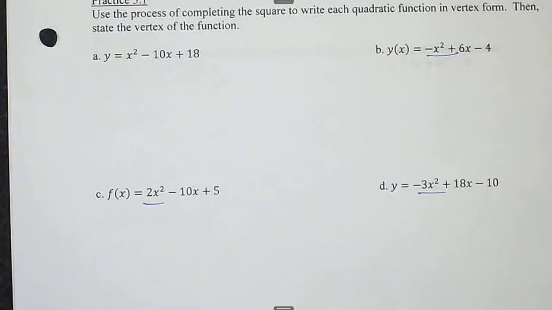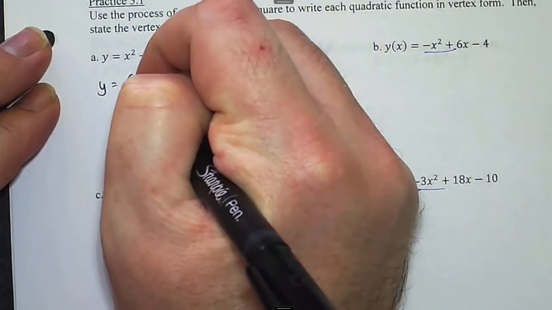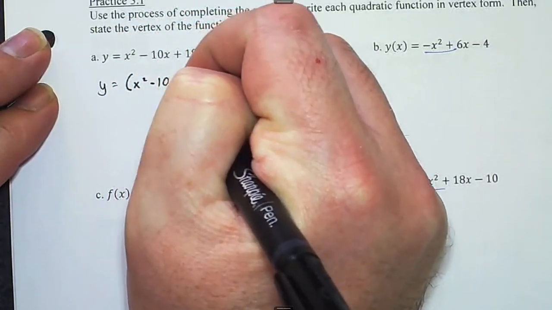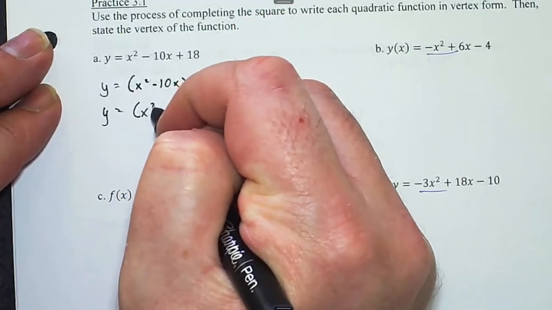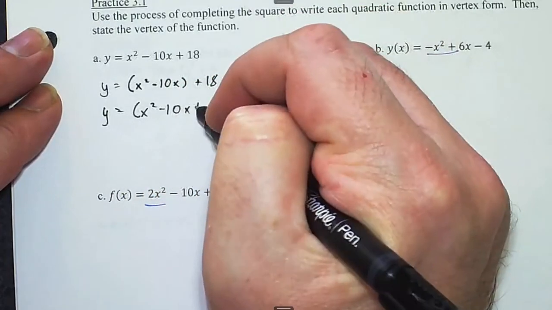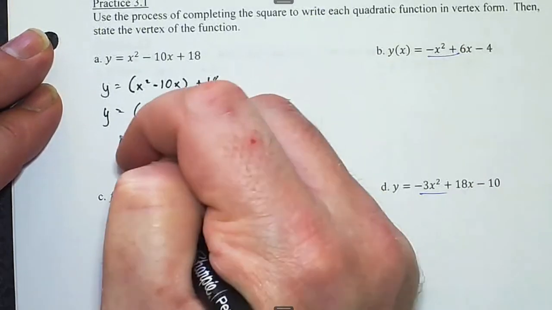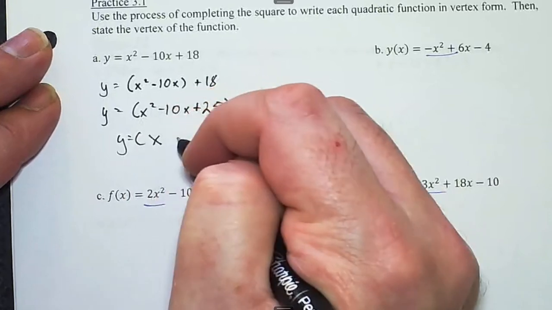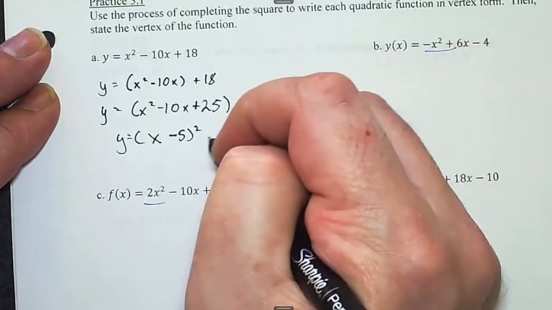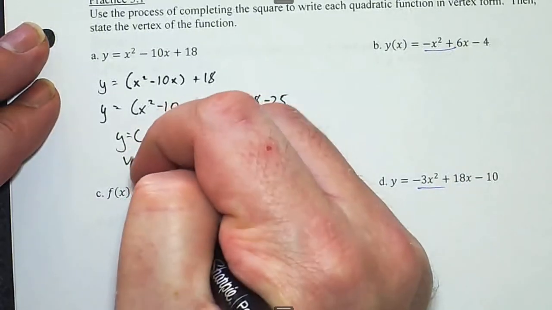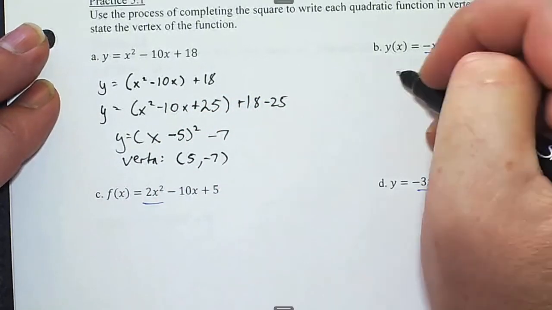All right, let's see how we did. So for this first one, pretty straightforward. Nothing to factor out, so we just simply take half of 10 and square it, so we get 25. But since we added 25, we have to subtract 25. So this is x minus 5 squared, and then 18 minus 25 is a negative 7. Telling us that our vertex would be (5, negative 7). Let's take a look at the next one.